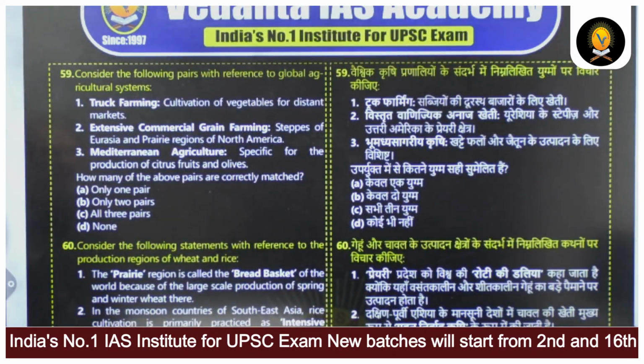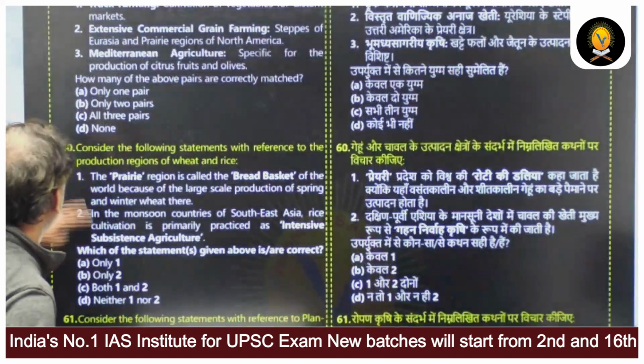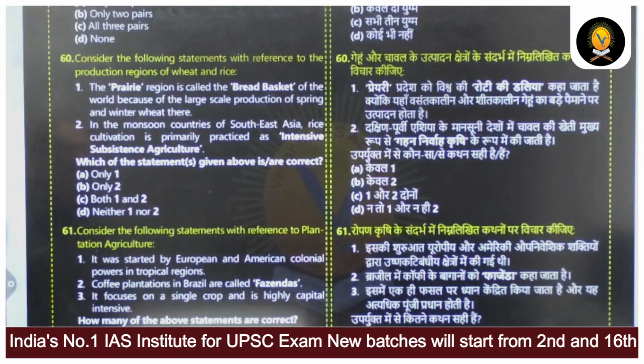Now, consider the following pairs with reference to the global agricultural system. Truck farming, cultivation of vegetables for distant markets, correct. Extensive commercial farming, steppes of Eurasia and prairies region of North America, correct. Mediterranean agriculture, specific for production of citrus fruits and olives, correct. All three are correct.